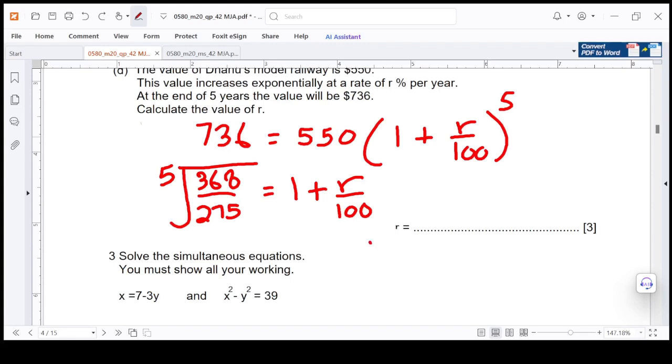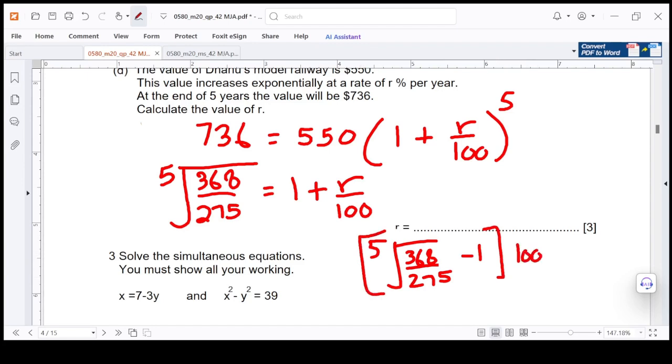So in your calculator, you should be entering this. Fifth root, you may first find it, then subtract 1, and whatever is the answer, times 100. I'm just going to do this in one go. You can do it in bits. Fifth root of 368 upon 275 minus 1.